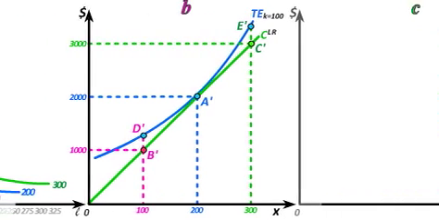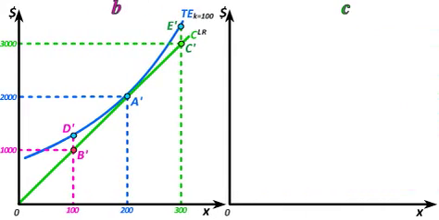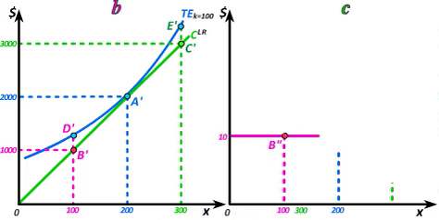Dividing the dollar amounts on the vertical axis by the output levels on the horizontal axis for the points B', A', and C' in panel B, we can calculate the average cost in the long run of producing these different output levels. Connecting these, we get the long-run average cost curve, which is flat at $10.